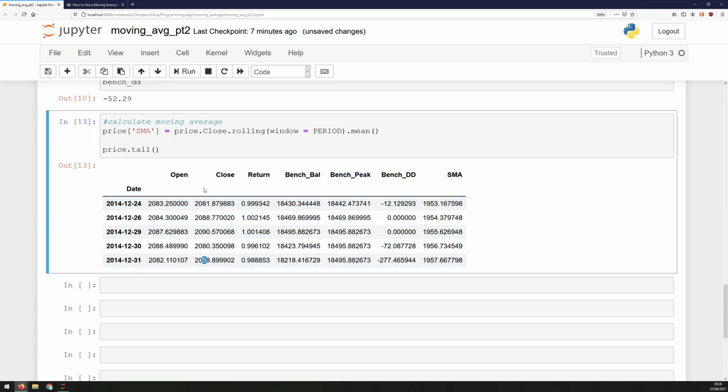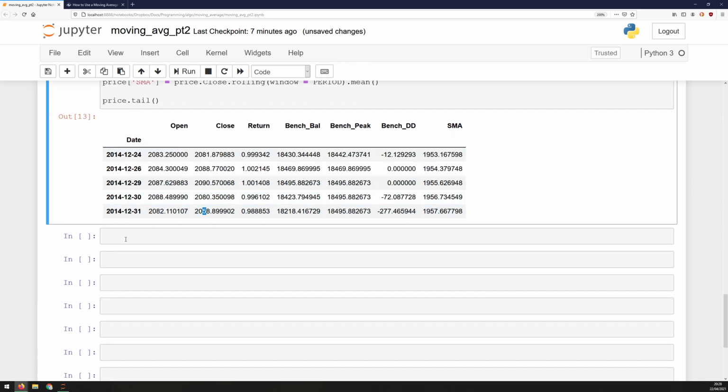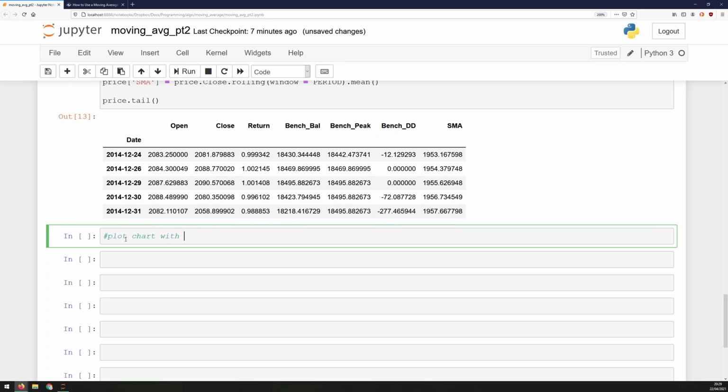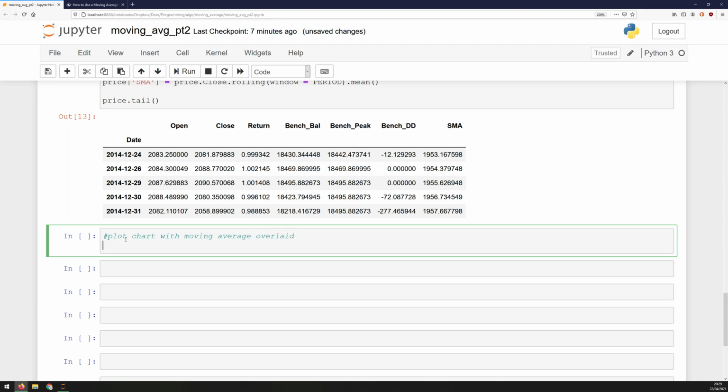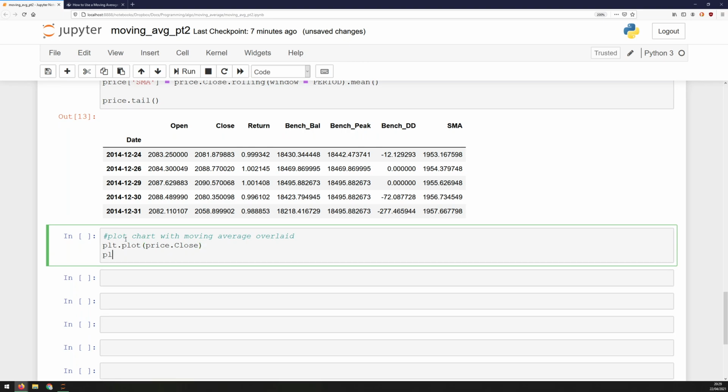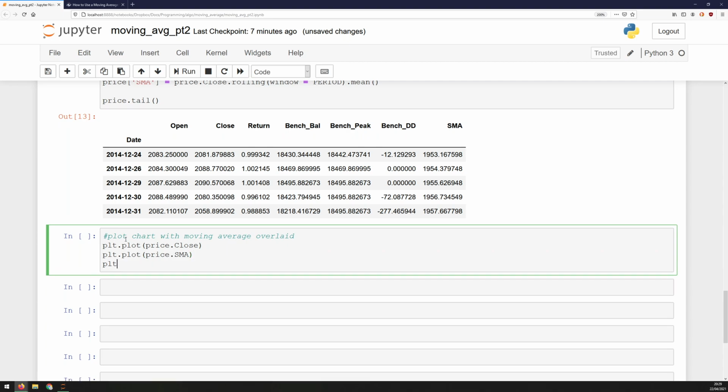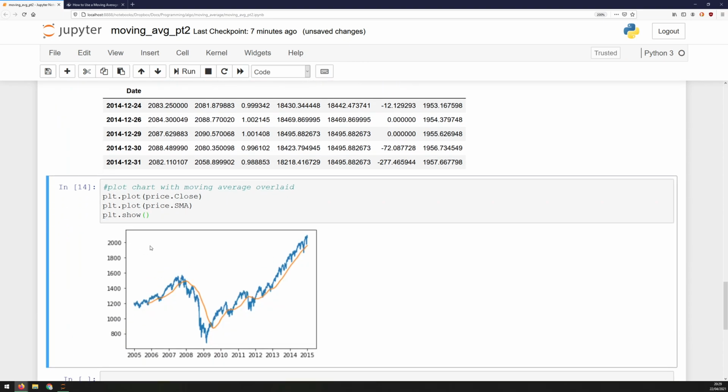So we can actually visualize all this on the chart. So we can say here, plot chart with moving average overlaid. Now, first of all, I want to plot my close prices. So price.close, this is just going to be basically the price chart for the S&P 500. But on top of it, I want to overlay the SMA, which is my moving average. So if I output this, saying plt.show, you will see that chart coming up now.